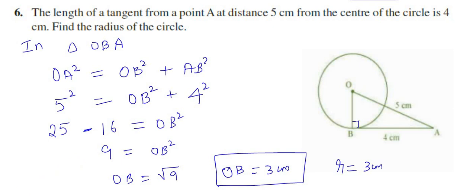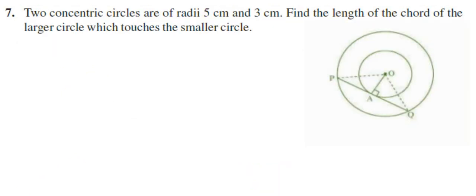Okay, so next problem. Here's the next question. Two concentric circles are of radii 5 centimeters and 3 centimeters. Find the length of the chord of the larger circle which touches the smaller circle. We need to find the length of this PA. This PA length we need to find.